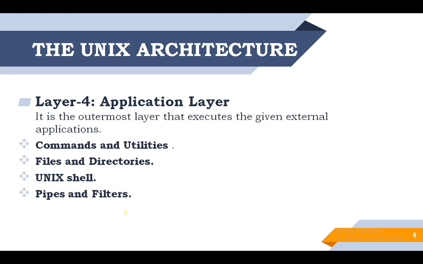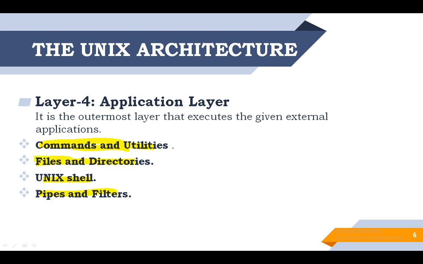At the fourth layer you have the application layer. It is the outermost layer that executes the given external applications. This is the outermost layer through which the user is going to communicate with the shell and the kernel. Here it consists of some components like commands and utilities, files and directories, Unix shell, pipes and filters. Commands and utilities means the shell will provide n number of commands and utilities through which the application layer is going to perform its task.